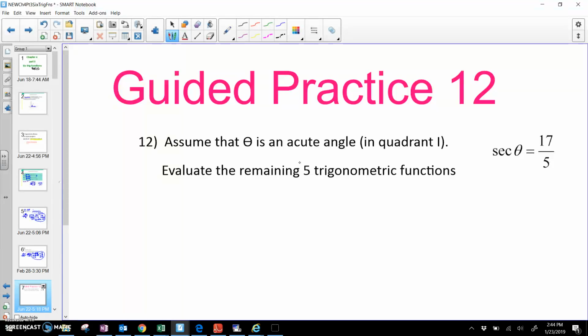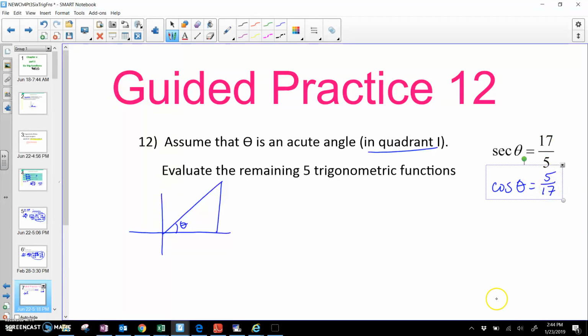So for guided practice number 12, again, it says in quadrant 1, so I'm going to draw a triangle in quadrant 1. Now for me, I don't like working with secant, so I'm right away just going to say that if secant is 17 over 5, then I know cosine is 5 over 17. So I already know 2 out of the 5 that I need to find. But then cosine is adjacent, which would be this side, over hypotenuse, which is this side. To find the third side, I need to do a squared plus b squared equals c squared. 5 squared plus x squared equals 17 squared.